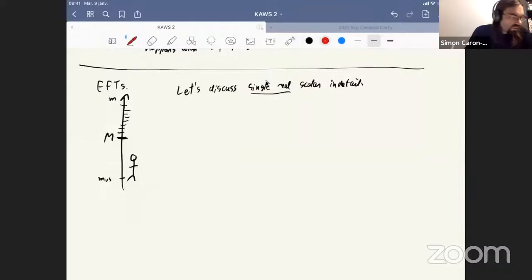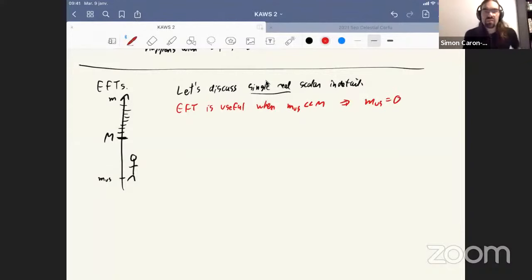The EFT is useful when parametrically the mass of the things we're scattering is much less than the cutoff. Otherwise, there's not much reason to do a separation of scales. The idea of an effective theory is to do some expansion in 1/m. So we're just going to assume that we're massless. It's not going to change anything in the bounds we'll derive.